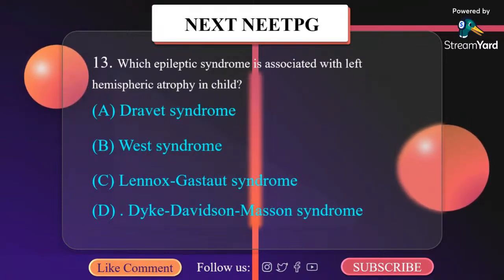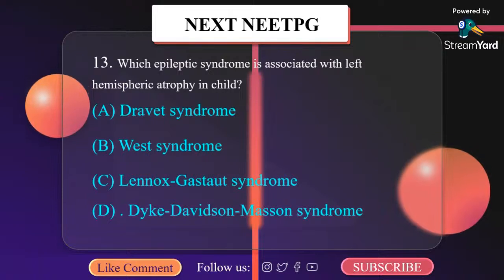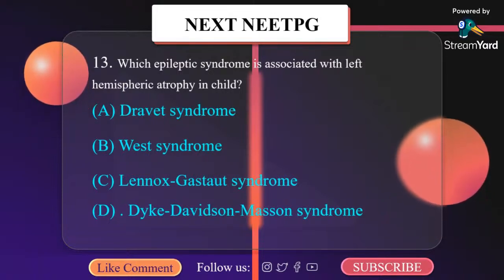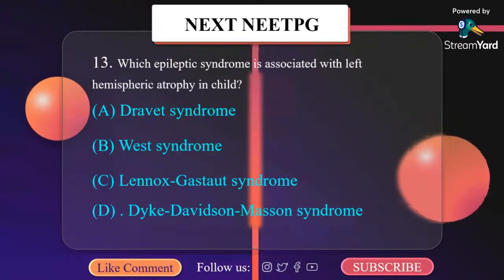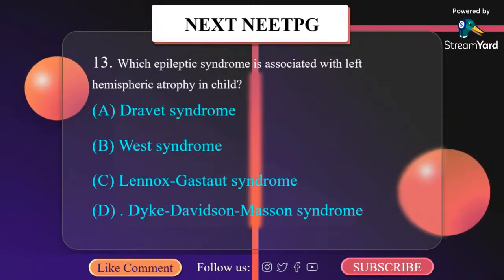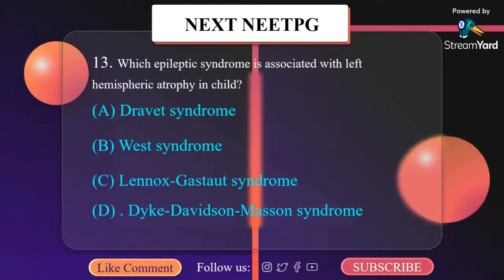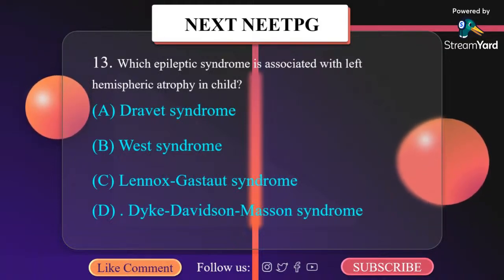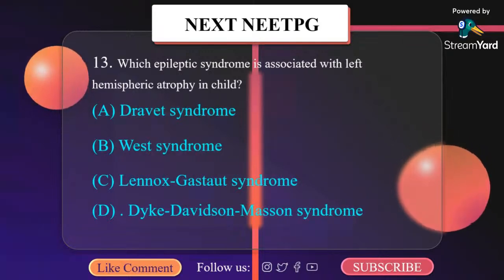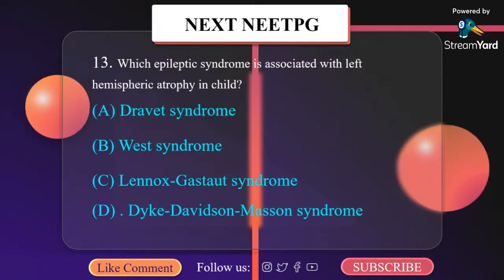Which epileptic syndrome is associated with left hemispheric atrophy in child? A. Dravet syndrome. B. West syndrome. C. Lennox-Gastaut syndrome. D. Dyke-Davidson-Mason syndrome. Well, Dravet syndrome, West syndrome, Lennox-Gastaut syndrome, these are all epileptic syndromes.